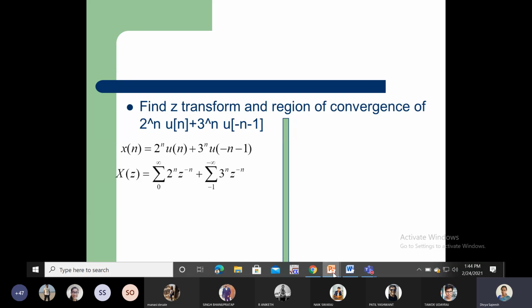If we apply the Z transform separately, for the second signal I changed the limit of summation because it is shifted, shifted by 1 unit. So that limit you have to tell, and it is on the negative side. It is folded also, which you can make out from the signal u of minus n minus 1.